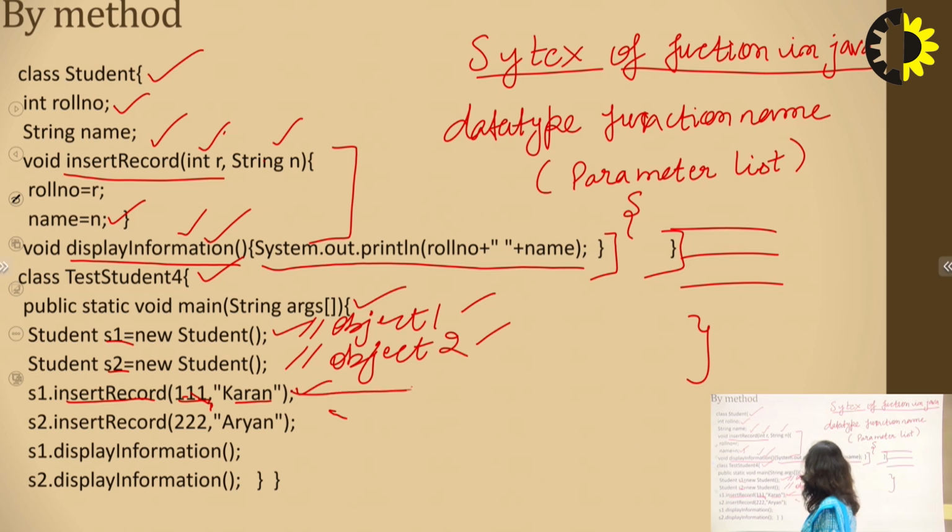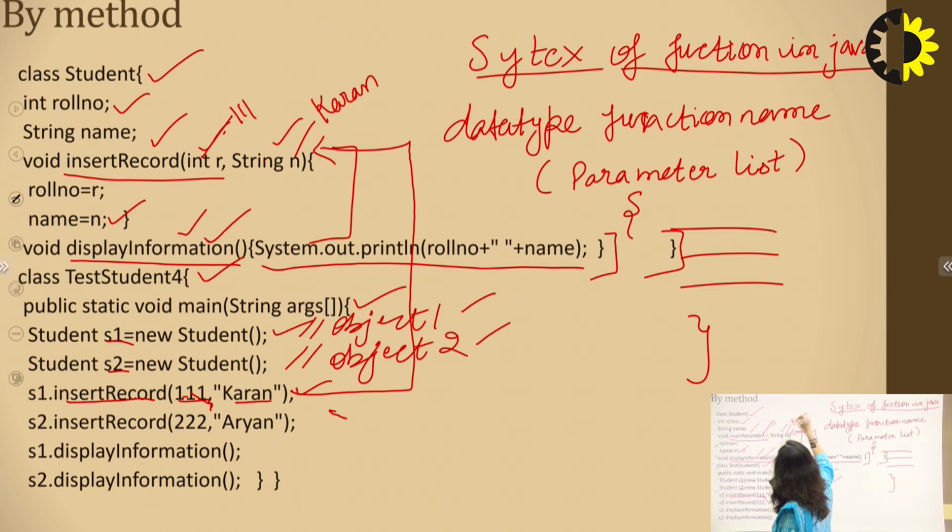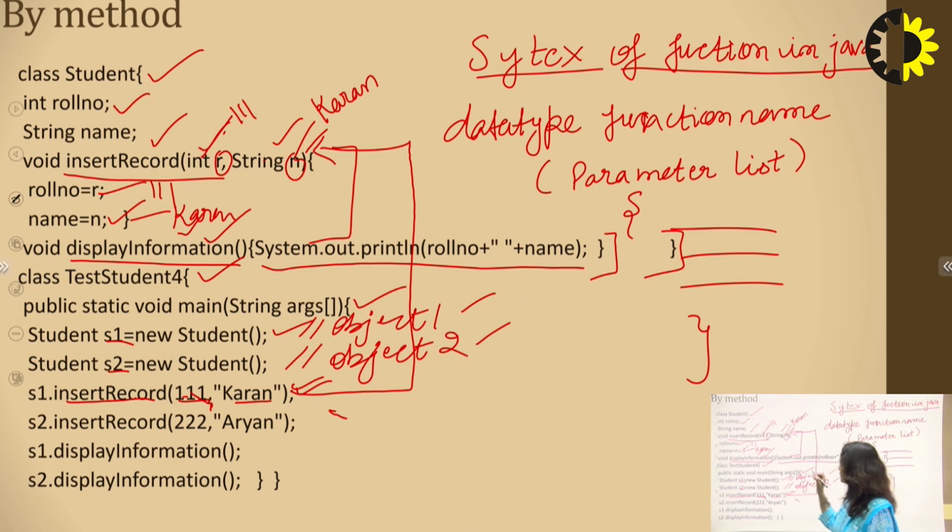When this call is activated, the control will go to this particular line and the values 111 and Karan are assigned over here, 111 to r and Karan to n. So r will be holding 111 and n will be holding the value Karan of type String. So name will be holding Karan and roll number will be holding 111 for the first call, this one.